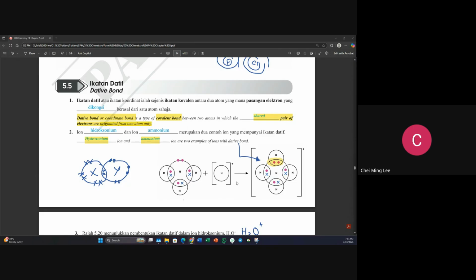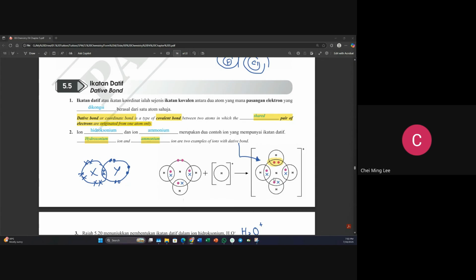Sorry, for this one, nitrogen shares this one. You remember I told you before, there are some bonds that share without, normally with a hydrogen ion. So both electrons are from nitrogen. When it combines with a hydrogen ion, it becomes like this. You see this one? This is called a dative bond, which means the electrons inside the dative bond come from one atom only.